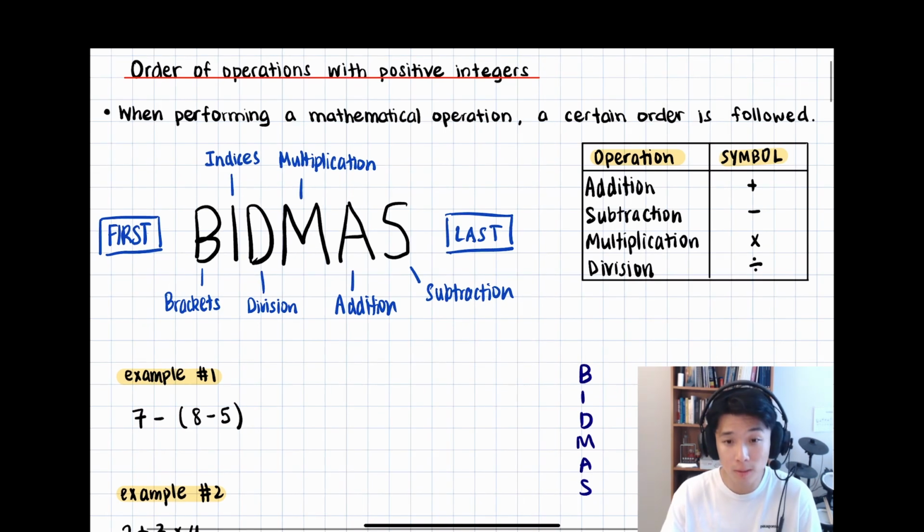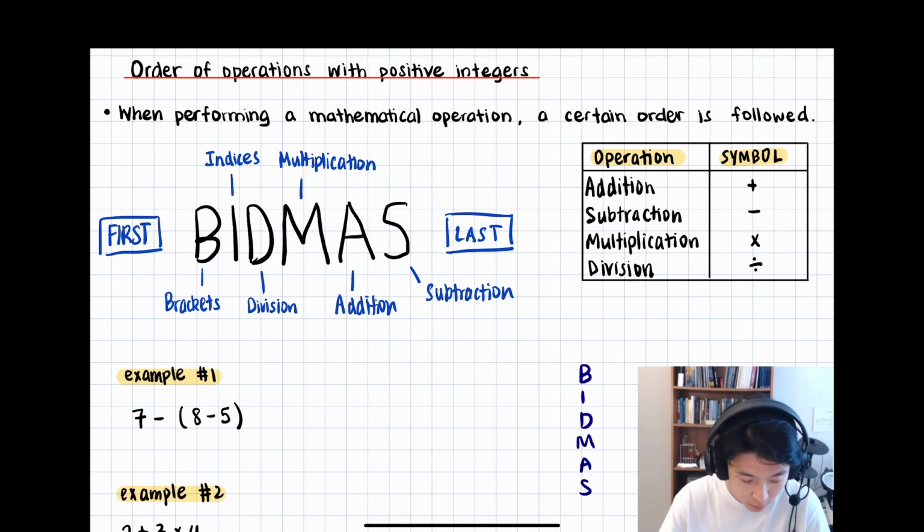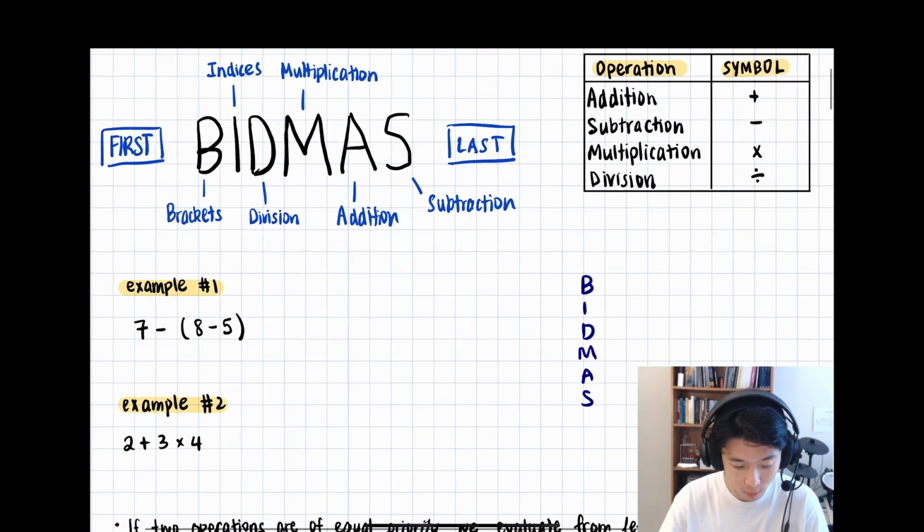BIDMAS. B stands for brackets, I stands for indices, D stands for division, M stands for multiplication, A stands for addition, and S for subtraction. And the order goes from left to right, meaning we do brackets first and subtraction last. And so let's have a look at the first example here.